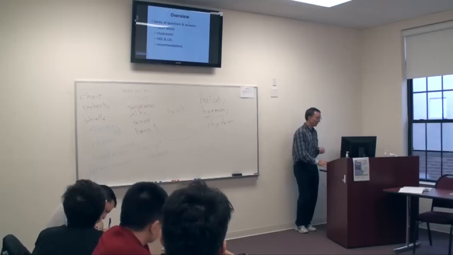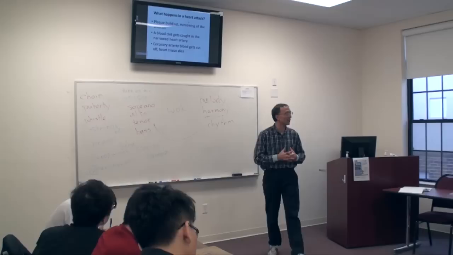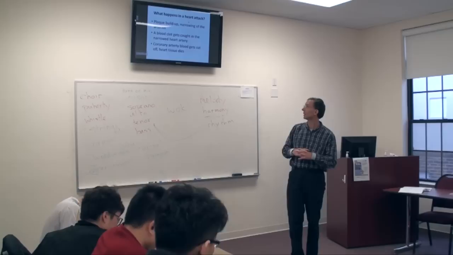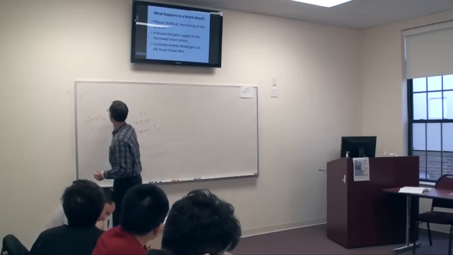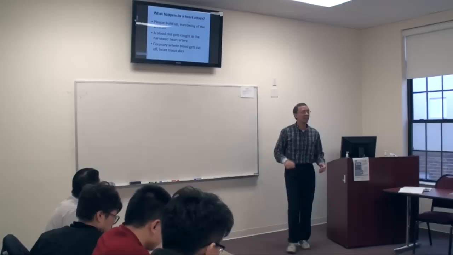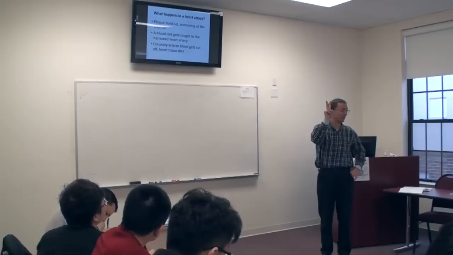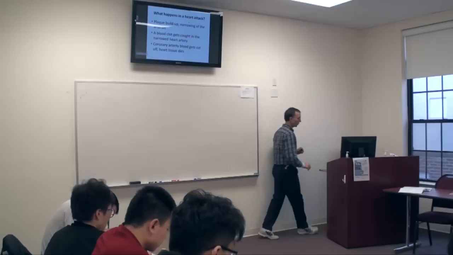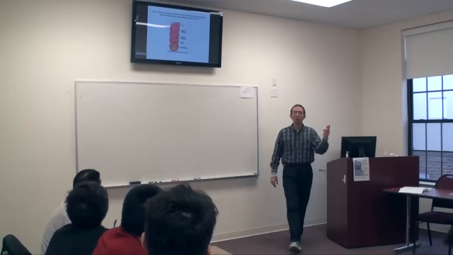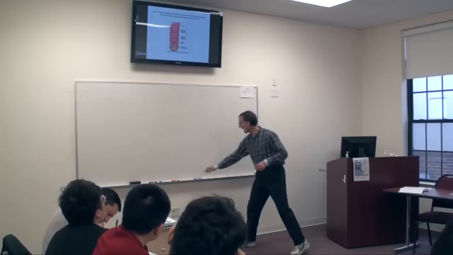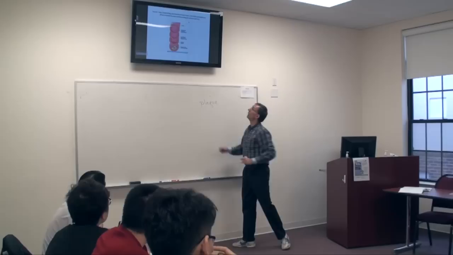So what happens in a heart attack? We've heard the word heart attack. But what exactly is going on? What exactly is going on with a heart attack? Well, there are two factors that are necessary for a heart attack. The first one is, and I'm going to show it on this slide, gradually, over time, a substance called plaque builds up on the inside of the arteries.